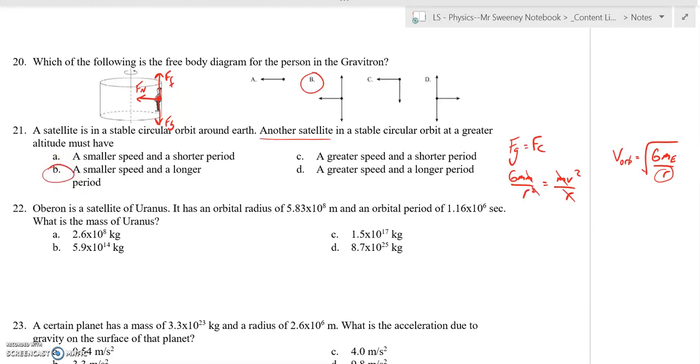Number 22, Oberon is a satellite of Uranus. It has an orbital radius of 5.83 times 10 to the 8th meters and an orbital period of 1.16 times 10 to the 6 seconds. What's the mass of Uranus?